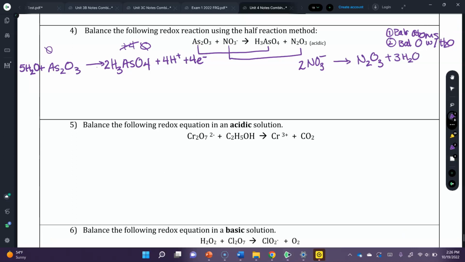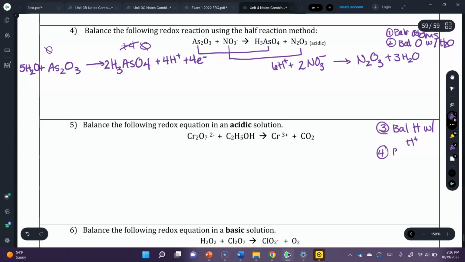Next step, and I'm going to run out of room, so we'll just write it down here. Next step is to balance hydrogen with hydrogen ions. So I see I have 6 hydrogens here. That means on the other side of the reaction, I am going to add 6 hydrogen ions. So that way there's 6 on both sides.